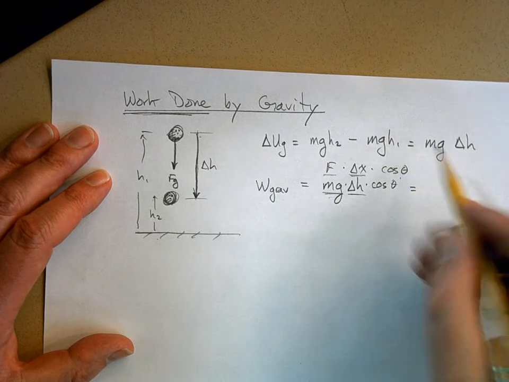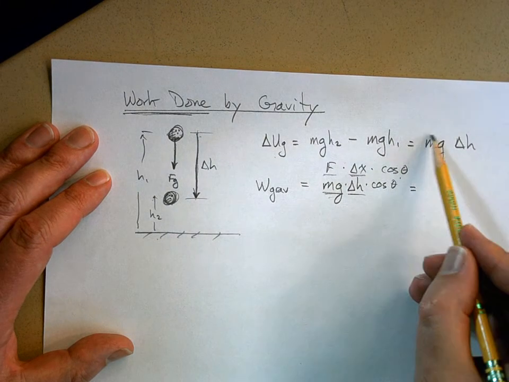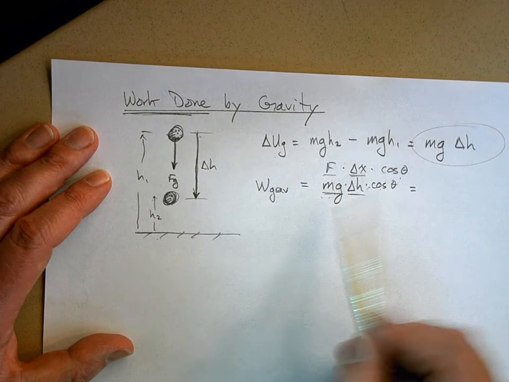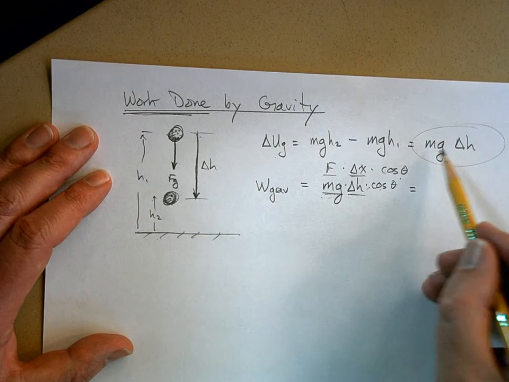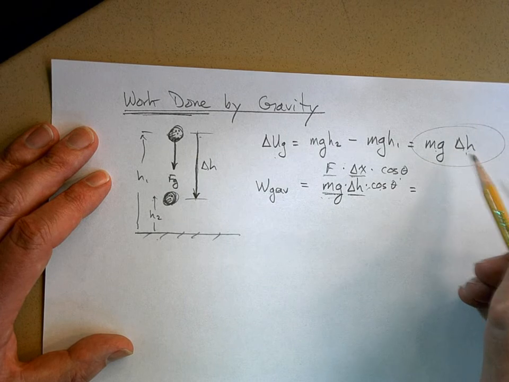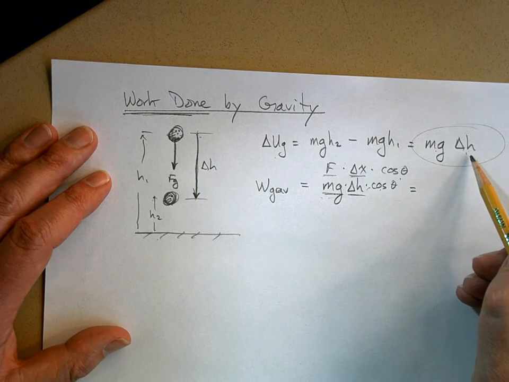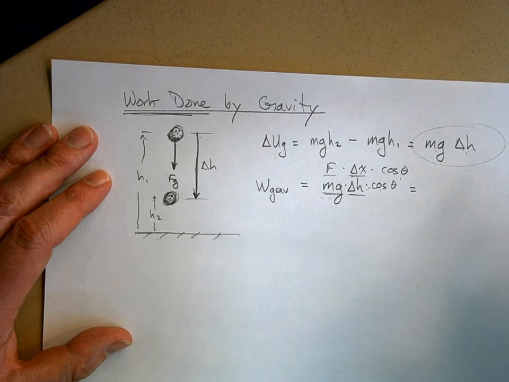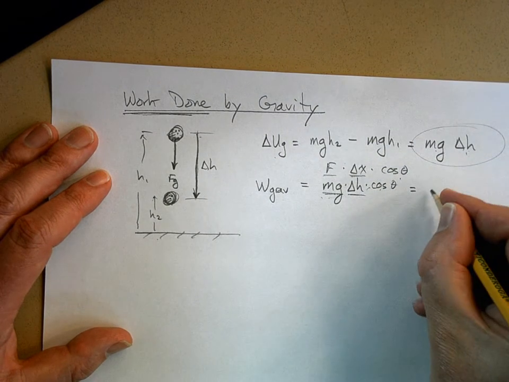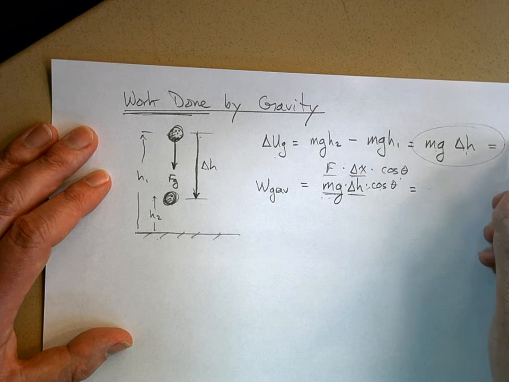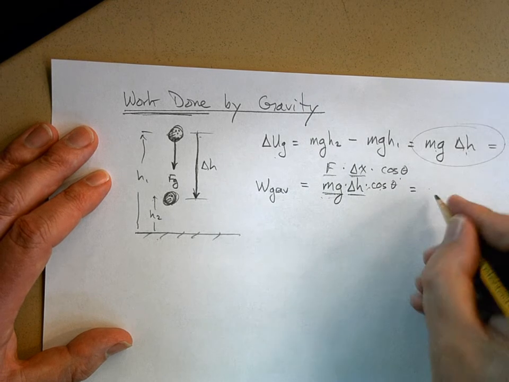But notice up here, this expression. It looks like the same expression as this, but it's not. Because this delta H is negative. So this is going to be equal to this is a change in potential energy.